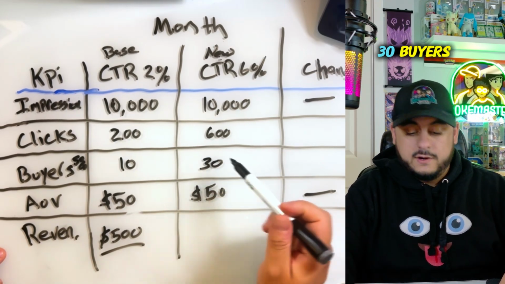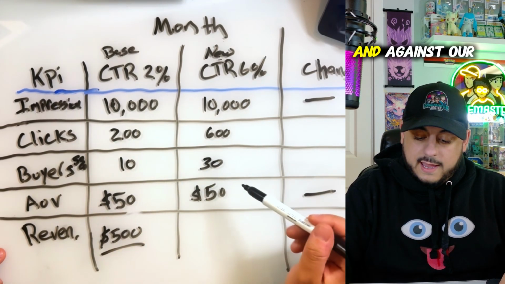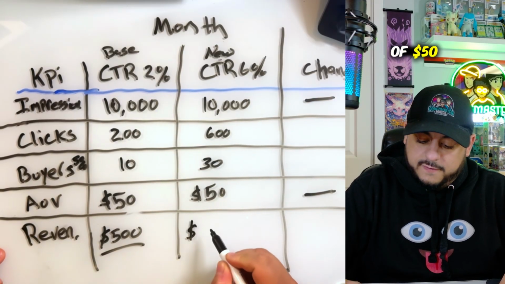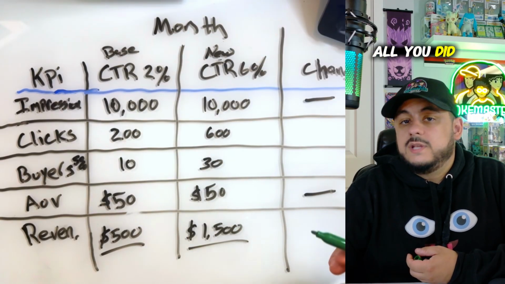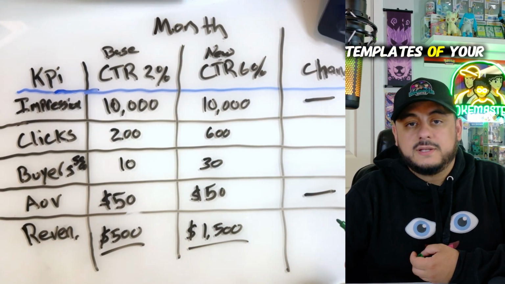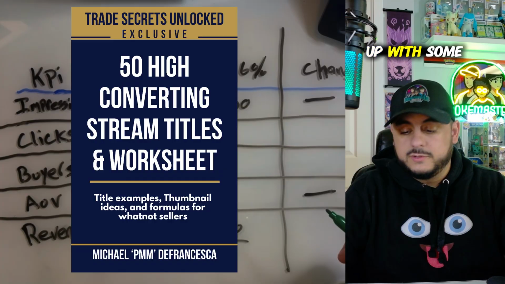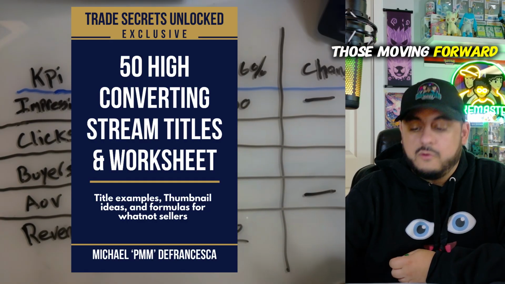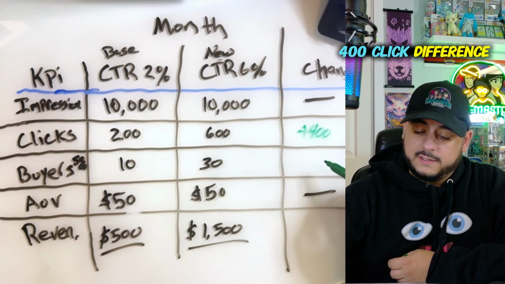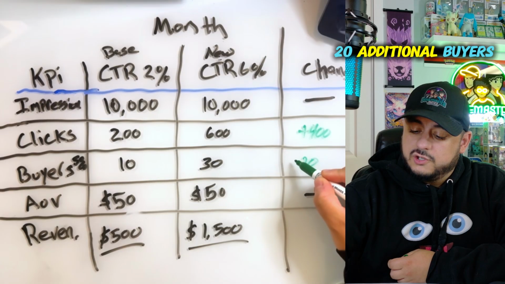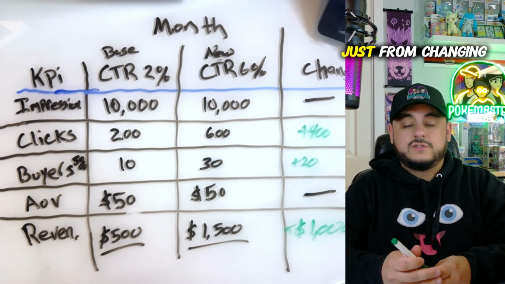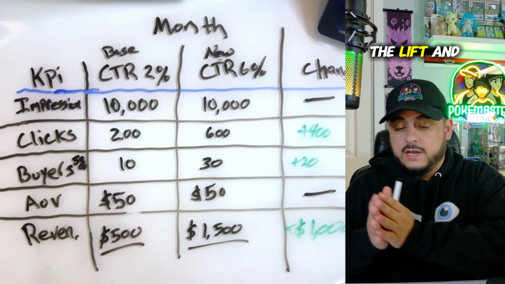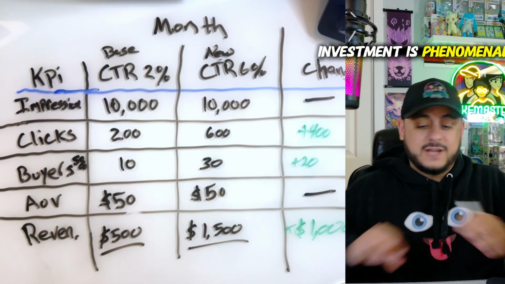Now we got 30 buyers instead of 10. And against our average order value of $50, now we're looking at $1,500. Look at the lift here. All you did was take a couple hours to make some templates of your thumbnails and come up with some title names, and you use those moving forward once you understand the formula. A 400 click difference is 20 additional buyers, and that's a $1,000 increase just from changing that. The lift and your return on investment is phenomenal, right?